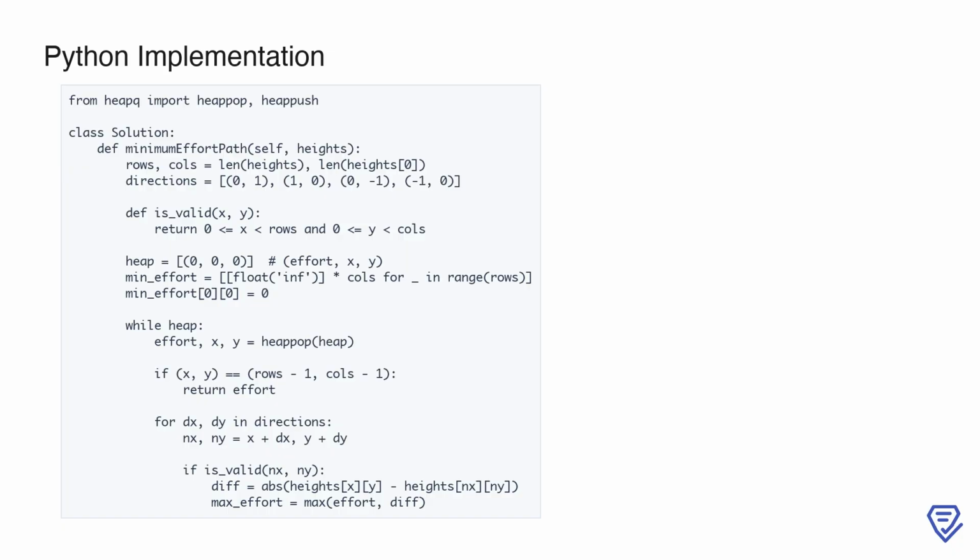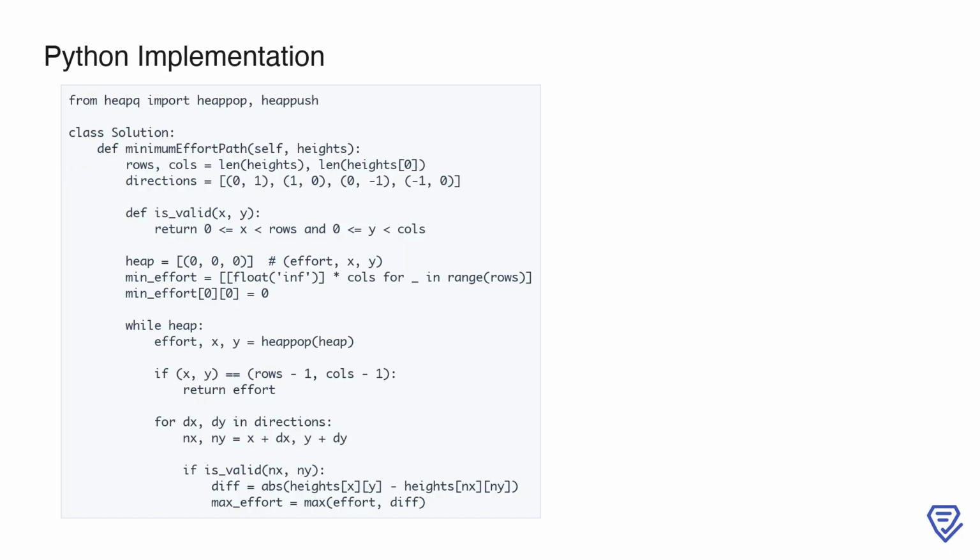Here, we start by importing the necessary modules, heappop and heappush, from the heapq library to manage our priority queue. Next, we define the Solution class and the minimumEffortPath method. The input is a 2D grid of integers called heights, which represents the elevation of each cell. First, we determine the number of rows and columns in the grid and define the possible movement directions: right, down, left, and up. Then, we create a helper function is_valid to ensure that a given coordinate is within the grid boundaries.